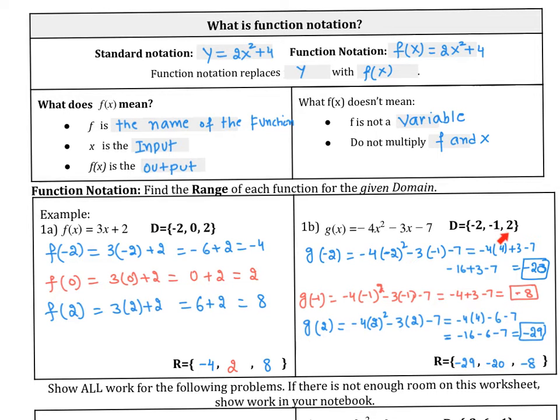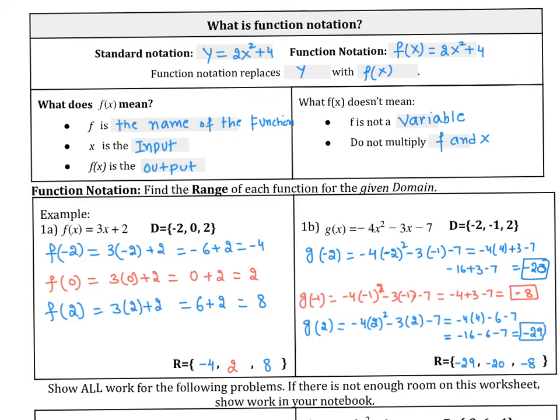Now you're going to use x value as 2 for x. So g of 2 is going to be -4 times 2 squared. So 2 squared is 4. So -4 times 4 is -16. And then you use 2 for this x value. You're going to get -3 times 2 is -6, minus 7. So you get -16 minus 6 minus 7, and that's going to be -29.